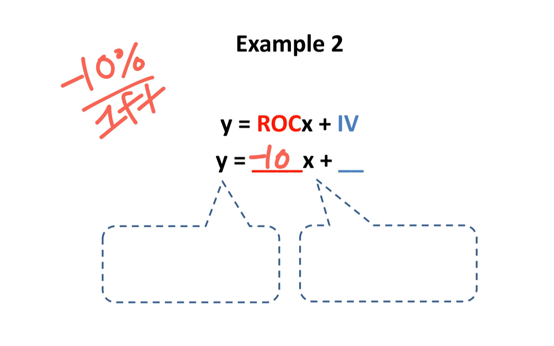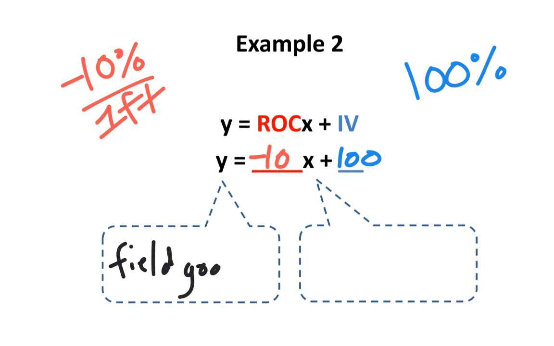We also determined the initial value to be 100%, since that was your field goal percentage when you were 0 feet from the net. Therefore, I'm going to write 100 as the initial value. Therefore, this situation can be represented with the equation y equals negative 10x plus 100, where y represents your field goal percentage and x represents your distance from the net.